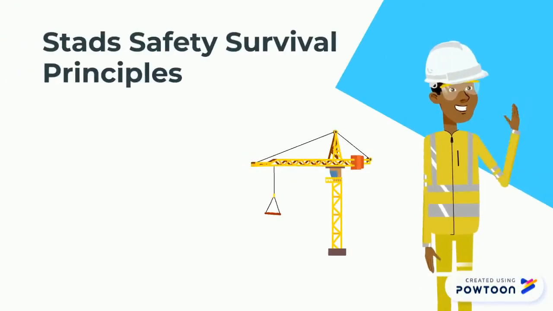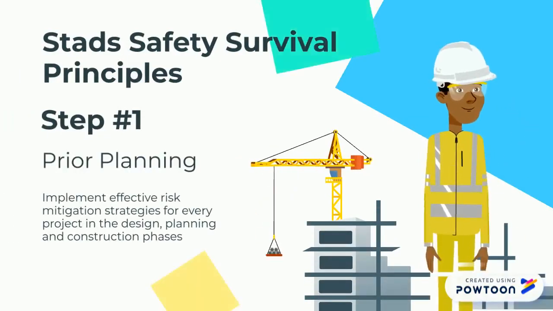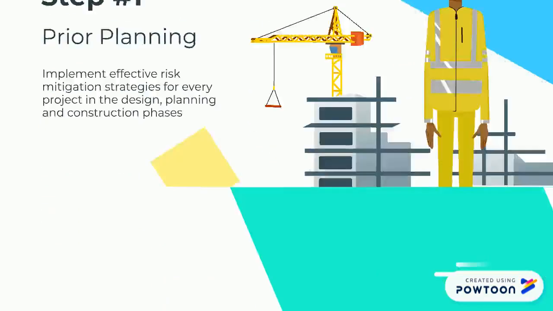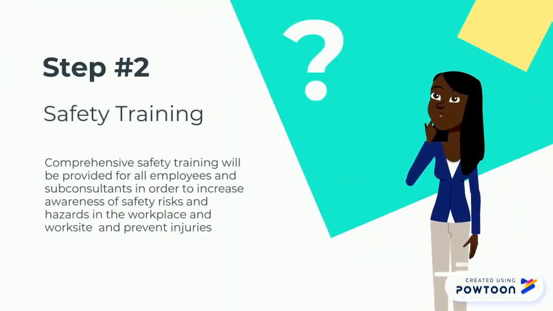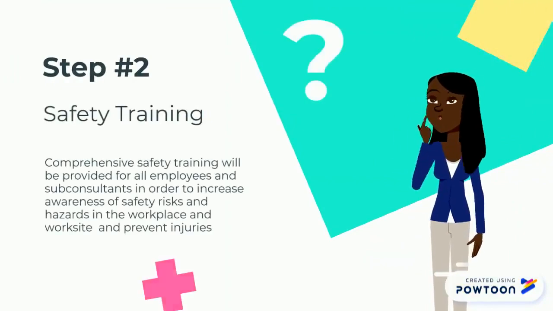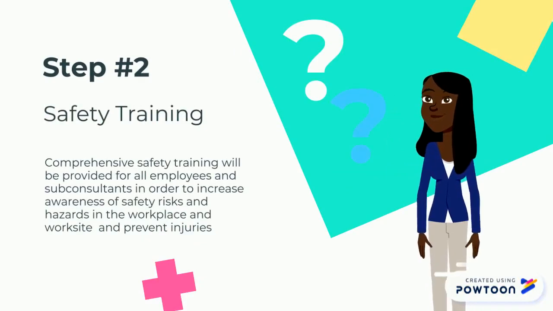Stad Safety Survival Principles. Step 1. Prior planning. Implement effective risk mitigation strategies for every project in the design, planning and construction phases. Step 2. Safety training. Comprehensive safety training will be provided for all employees and subconsultants in order to increase awareness of safety risks and hazards in the workplace and work site and prevent injuries.